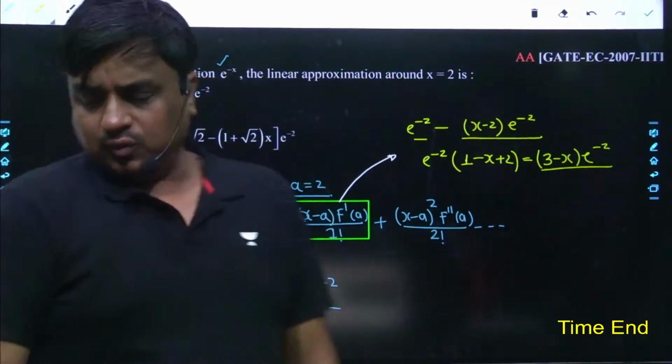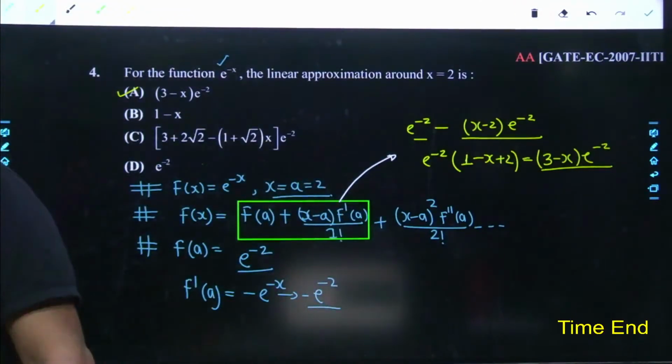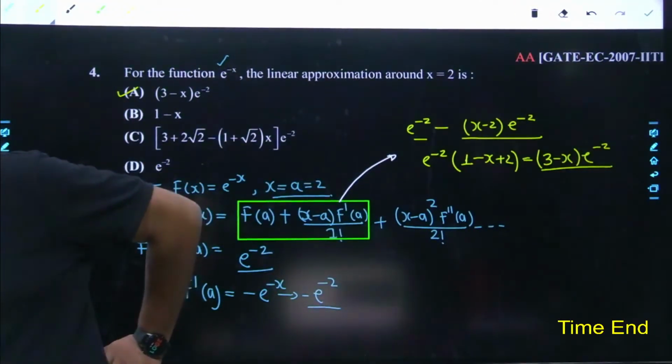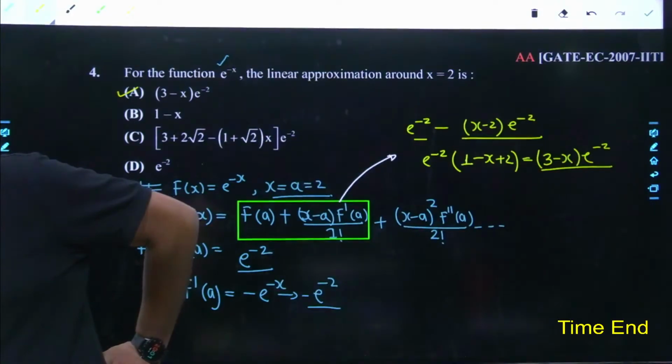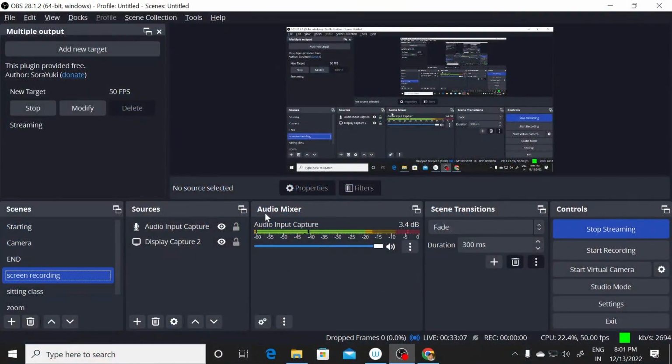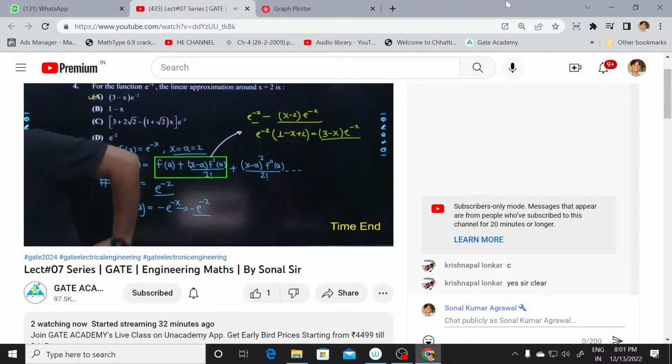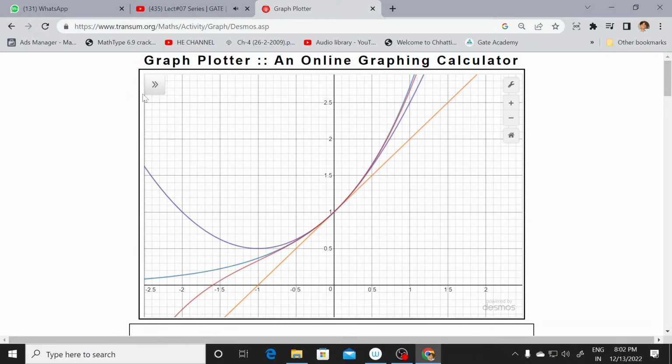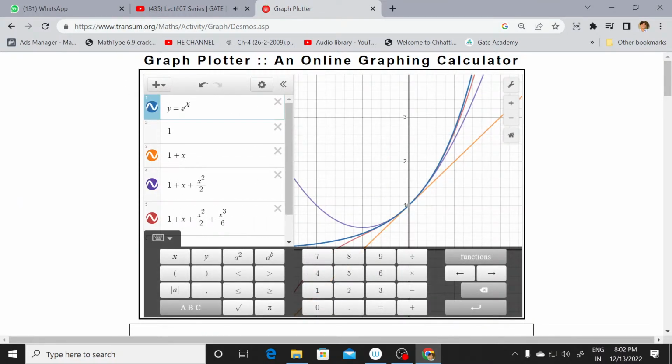Let me show you on the computer once again. Let me go back to the screen and I will try to explain it in a better way. The same thing has been happening again. I would take a plot. The plot is for e to the power of minus x. This has been the plot.